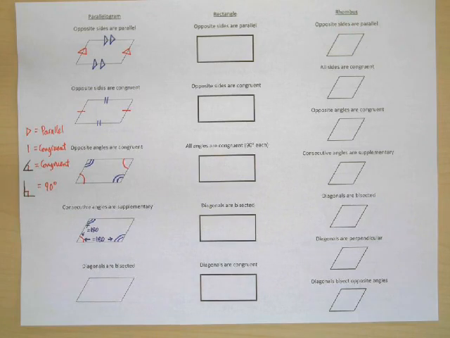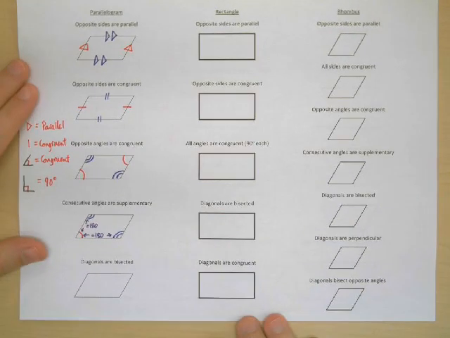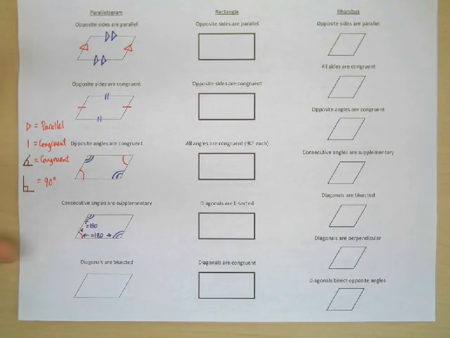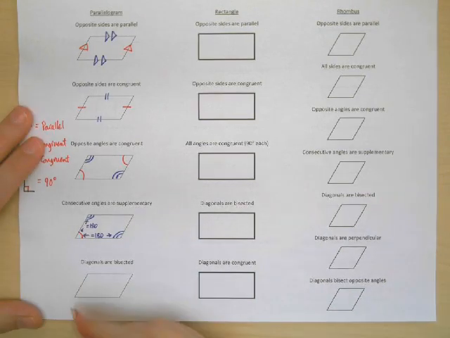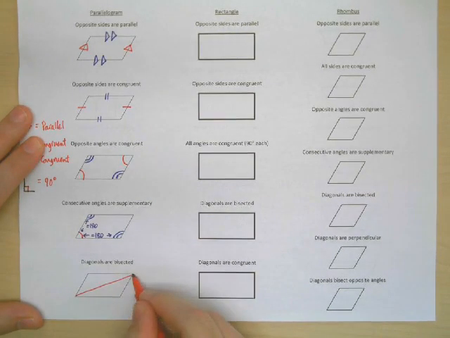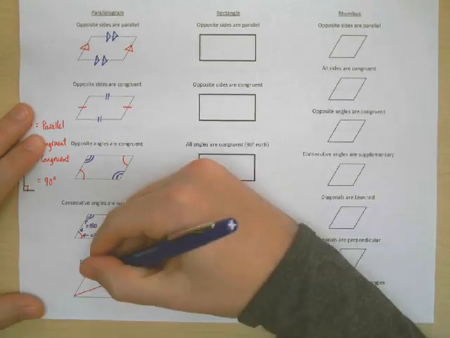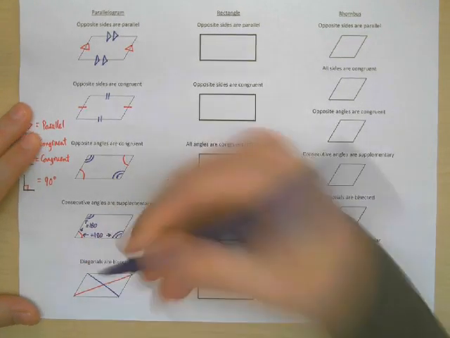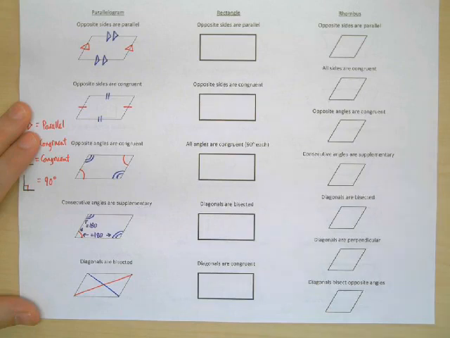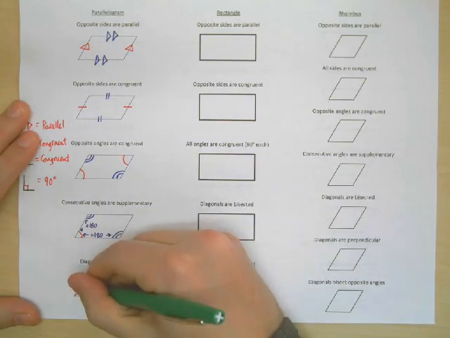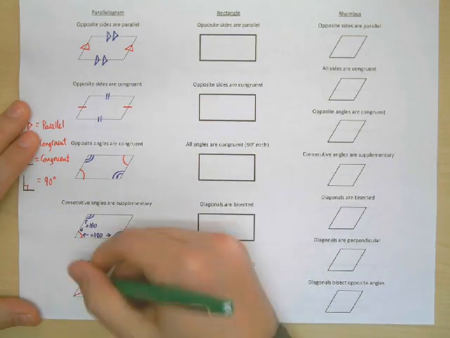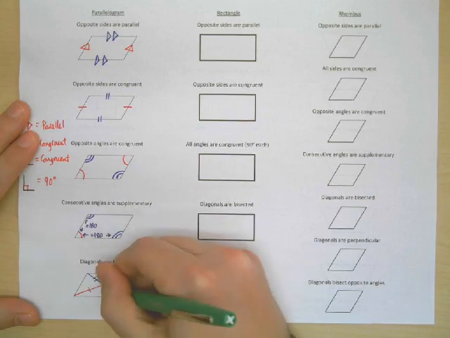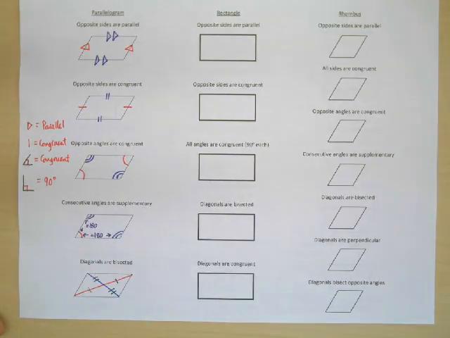Consecutive angles are supplementary. And then the last property for parallelograms, diagonals are bisected. So I'm going to draw one diagonal like this, and the second diagonal like this. And then I'm going to put some tick marks to show that these diagonals are bisected. Moving on to the rectangle.